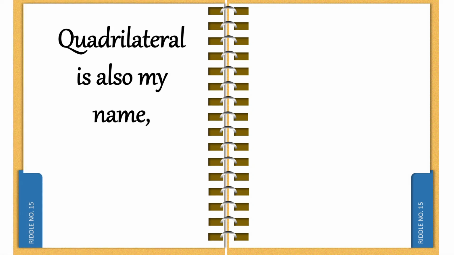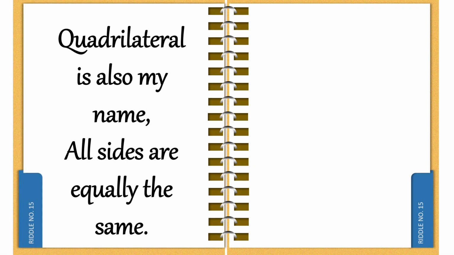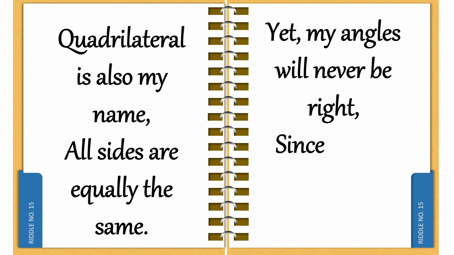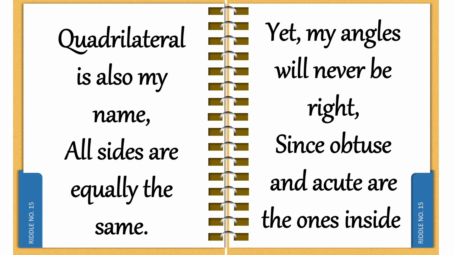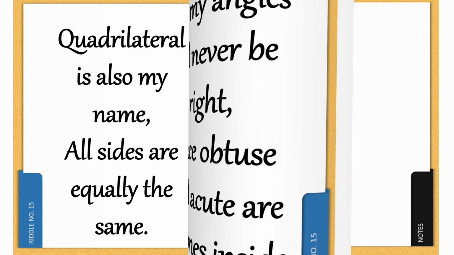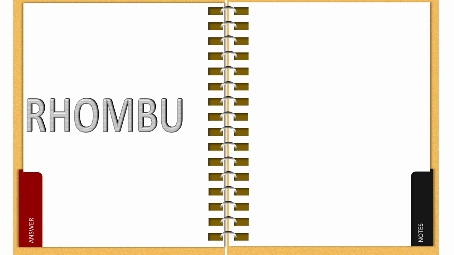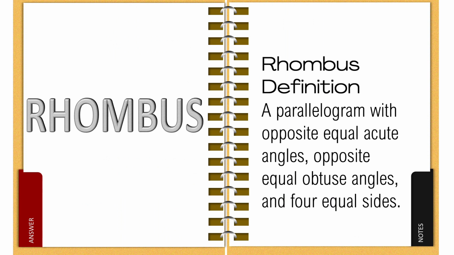Quadrilateral is also my name. All sides are equally the same. Yet my angles will never be right, since obtuse and acute are the ones inside. Rhombus is the correct answer. Although a square is a type of rhombus due to its equal sides, not all rhombi are squares. Characteristics like obtuse and acute angles are not found in squares.